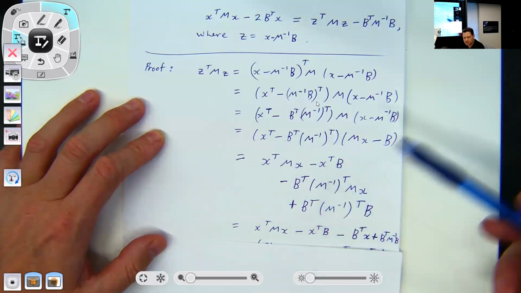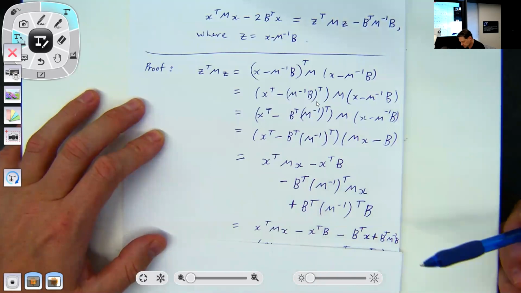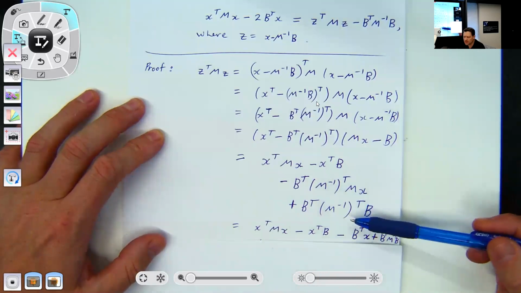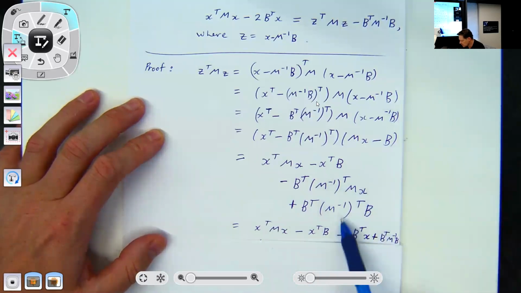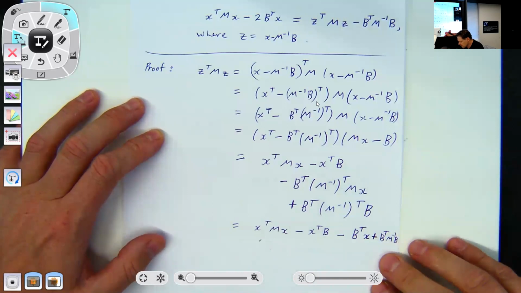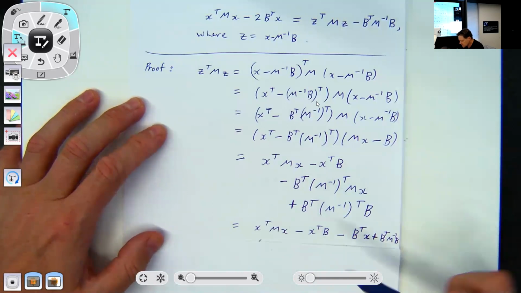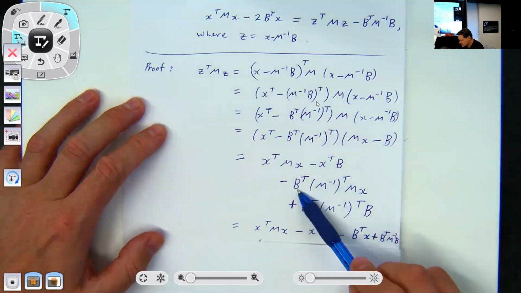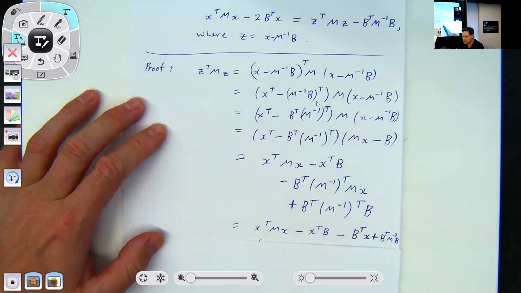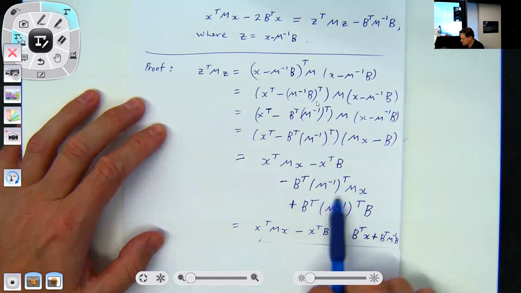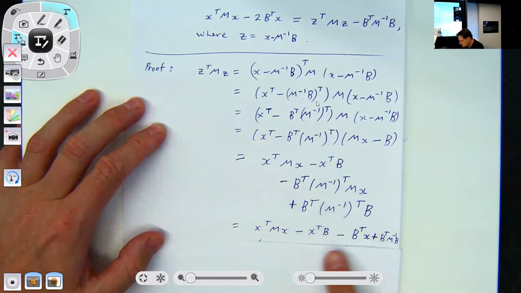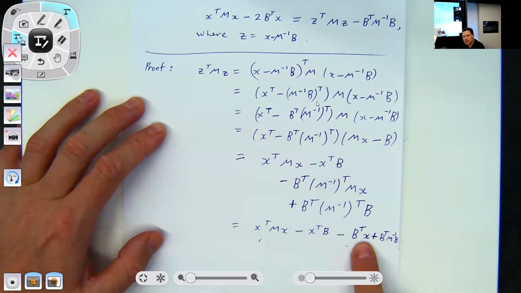But M transpose is just M, right? Because M is symmetric. So really what we're looking at in this and in this is just M inverse. So then this one should become minus B transpose times X, right? Because this part is just the identity matrix. All right, so that's right there.